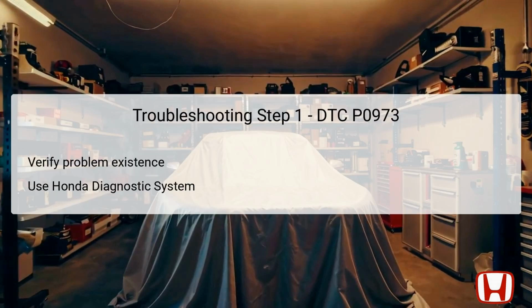The first step in troubleshooting DTC P0973 is to verify the existence of the problem. Begin by pressing the engine start-stop button to select the on mode. Next, clear the DTC using the Honda Diagnostic System, or HDS, which is a specialized tool for diagnosing Honda vehicles. This allows the system to reset and prepare for fresh error readings. After clearing, the engine should be started in the park position, P, and allowed to idle for at least 1 second. Following this warm-up time, check for any pending or confirmed DTCs using the HDS tool.